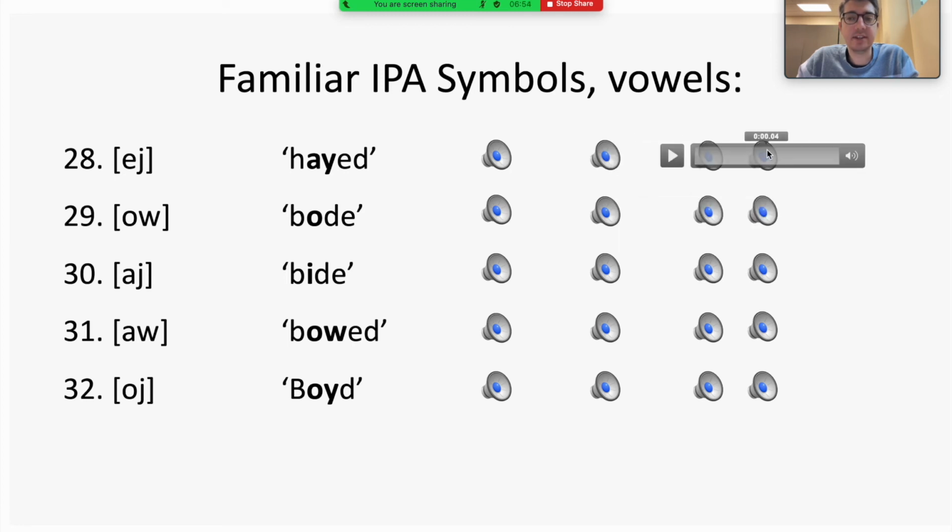Now just the chunks. A, E, o, u. I, a, u. O, oi. So you should be familiar with this, and they are one sound. Regardless of the fact that we are using two symbols, they are what we call diphthongs, one sound.